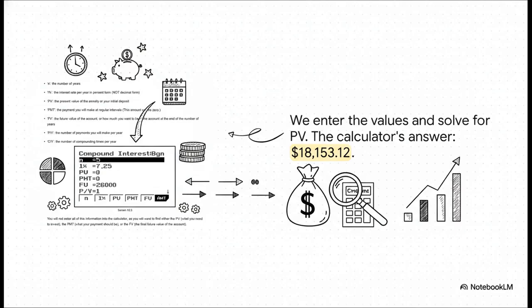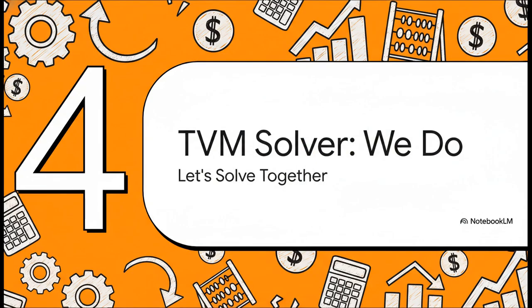Now we just move our cursor back to PV and hit solve, and boom! The calculator says she needs to start with $18,153.12. Pretty cool, huh? See? It's not so bad, right? You're just translating a story into calculator speak. Let's try another one together. This time, I'm going to have you do one of the steps.